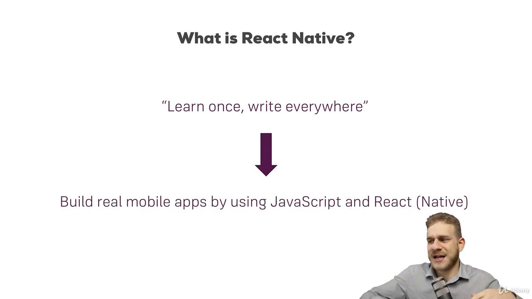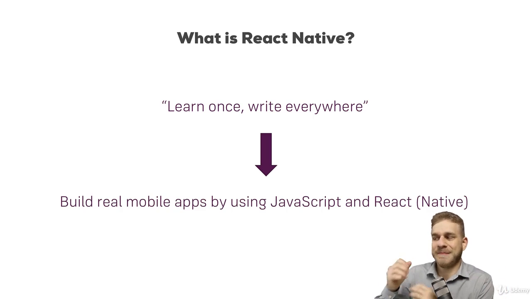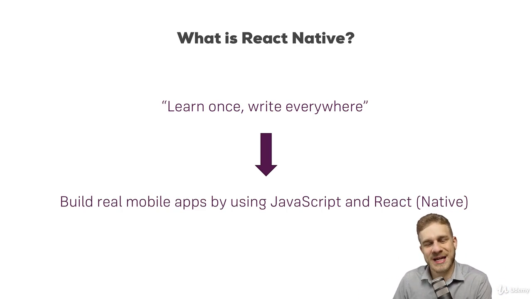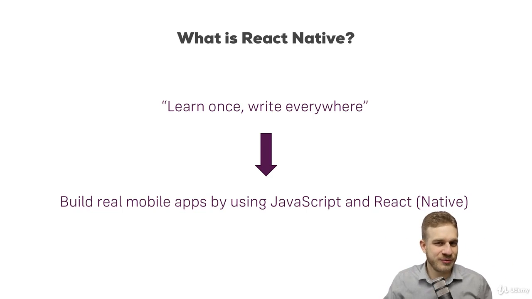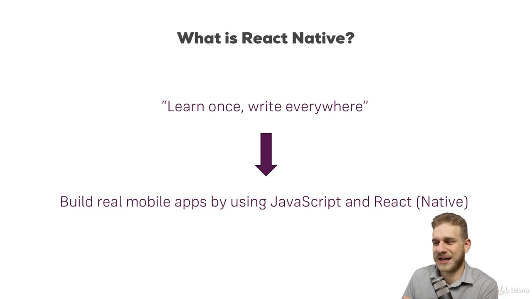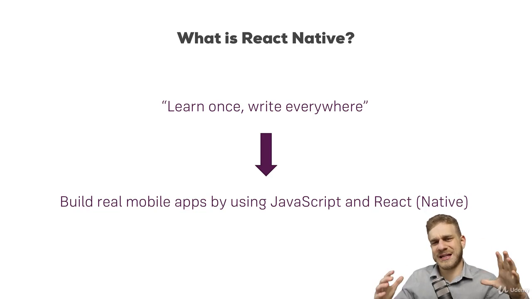The idea of course is that we build real mobile apps by using JavaScript and React Native. And this native part is important because you will learn that React Native is actually an addition to React. We will use the normal React from the web and React Native to do something important. We'll dive into that. So the key takeaway is we want to build native mobile apps with JavaScript. So that is React Native.